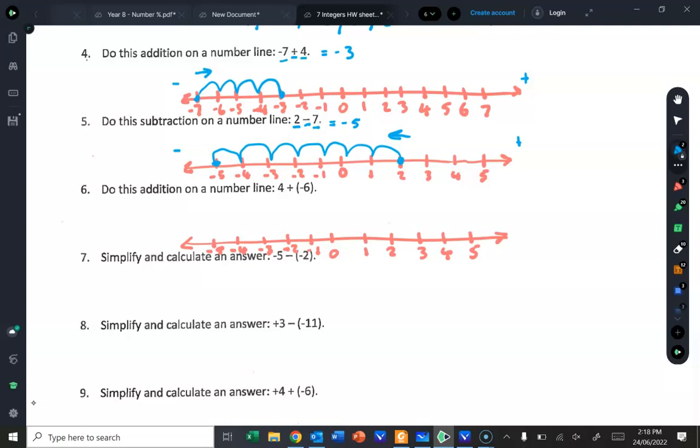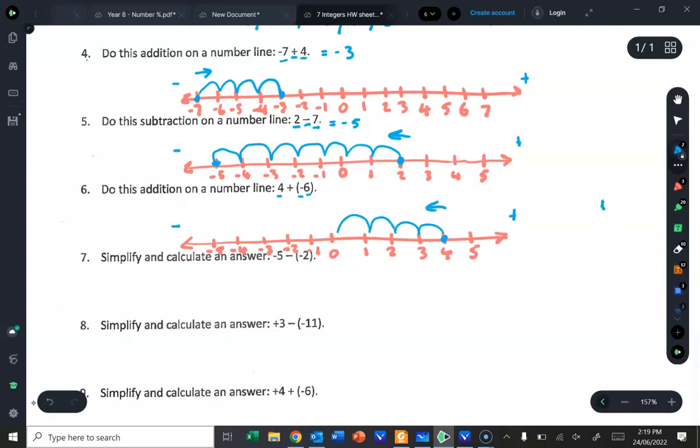Question 6 is telling me to start at number 4. It's giving me a direction. There's plus and minus here. Minus always wins, okay? So it's telling me to move in a negative direction, so I'm going left. And it's telling me to move 6 positions: 1, 2, 3, 4, 5, 6. So my answer is -2. All right, focusing up this way again.